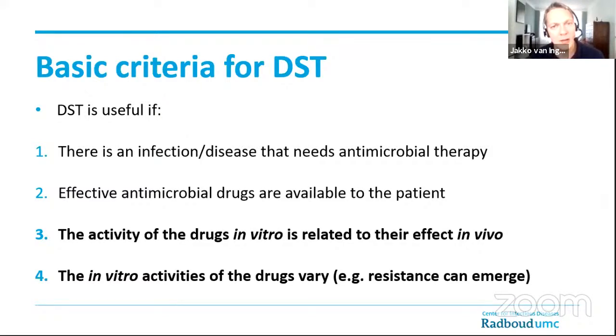The other thing, also quite interesting, is that of course there's no need to do the test if you already know the result. So if there is no variation in susceptibility to a particular agent, why test for it? So if no resistance can emerge, if only that was true somehow, there's very little need to test. So the latter two, correlation in vitro, in vivo, and variation in vitro susceptibility are the core topics that I would like to touch upon today before diving into treatment.